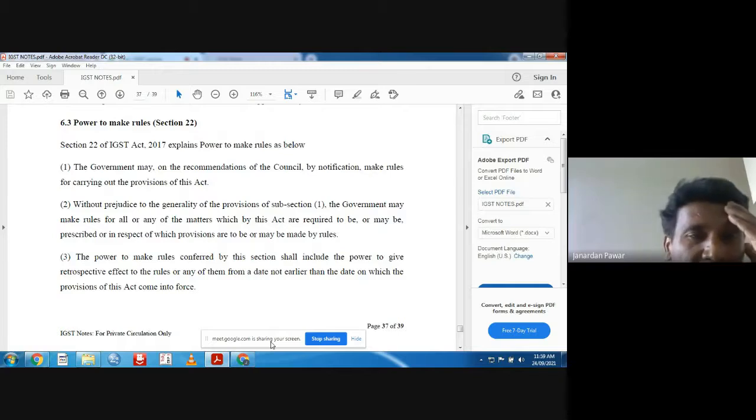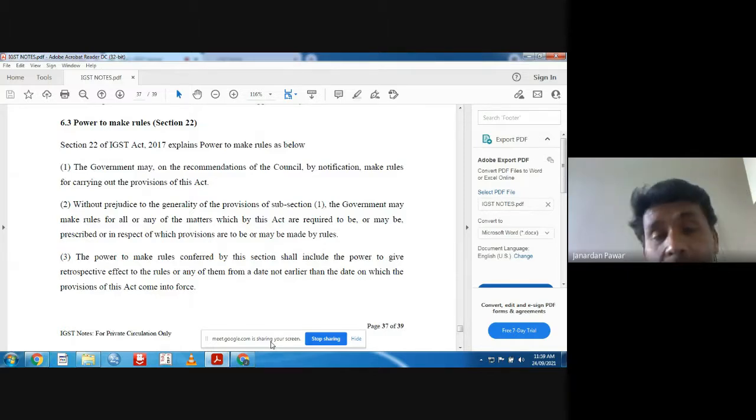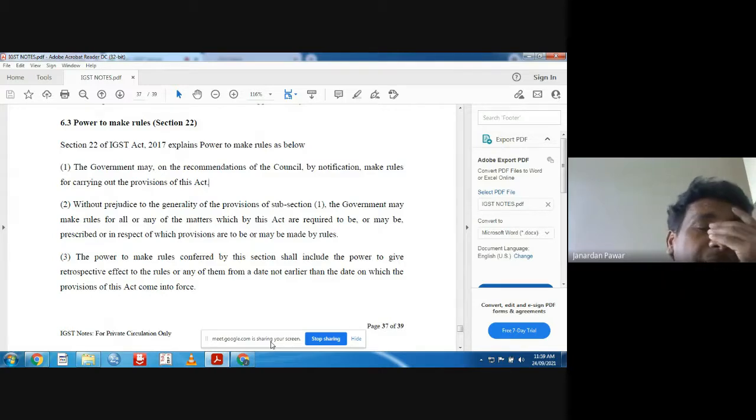So see, there is a right to the government, no doubt it is the central government. So there is a right for the central government to make certain rules. Why are those rules made? Those rules are made to carry out the provisions of this act. Okay. So how are those provisions made? No doubt the government will make them, and they are made to carry out the provisions of this IGST Act 2017.